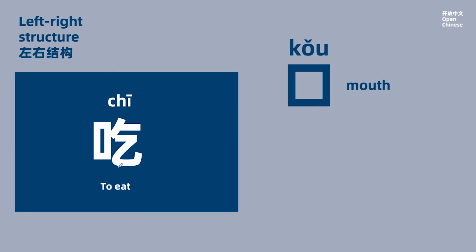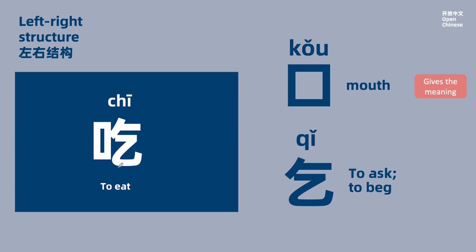It has the left part, 口, meaning mouth. Okay, so it gives the meaning to this character. Yes, 吃 has the meaning of eat or has the meaning of using the mouth in this character. And the right part, 乞, actually originally 乞, this by itself means to ask or to beg. But here it has nothing to do with the meaning of 吃, to beg and to ask. It's nothing to do with to eat, right? So 乞 here is actually a sound part. It gives the pronunciation to this character.